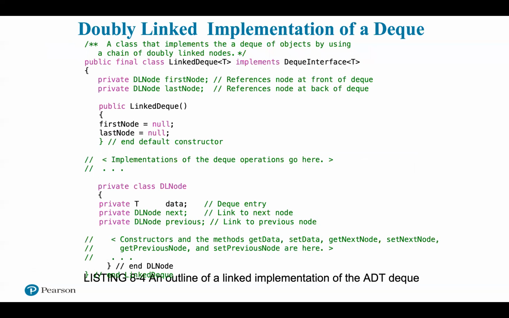So here is an outline of the class. The doubly linked implementation of the deque begins much like the linked implementation of the queue given in segment 8.2. The class has two data fields, firstNode and lastNode, that the default constructor sets to null. And we can see this in the listing here.